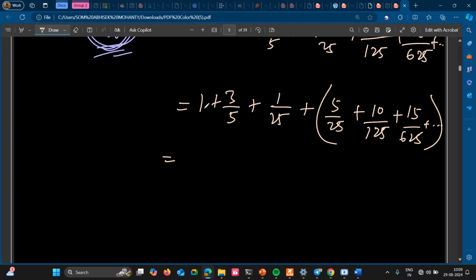Oh, okay. Sorry, this term is actually 1 by 5, isn't it? Okay, let's do one thing. Let's take 5 common. If I take 5 common, will that help me in anything? Okay, let's divide by 5 everywhere. This is 1 by 5. This is 2 by 25. 3 by 125. Okay, let's write it again.